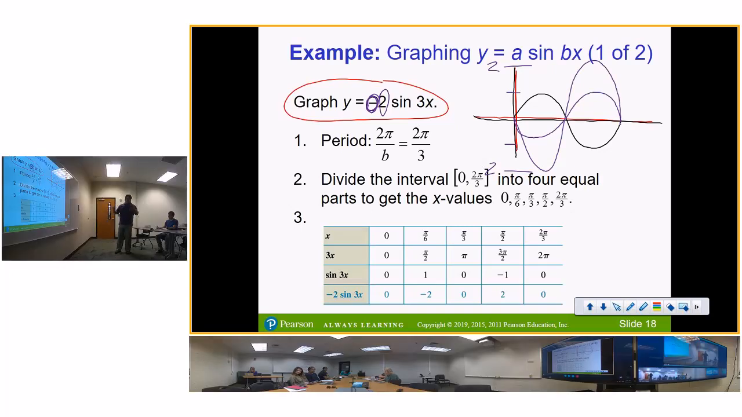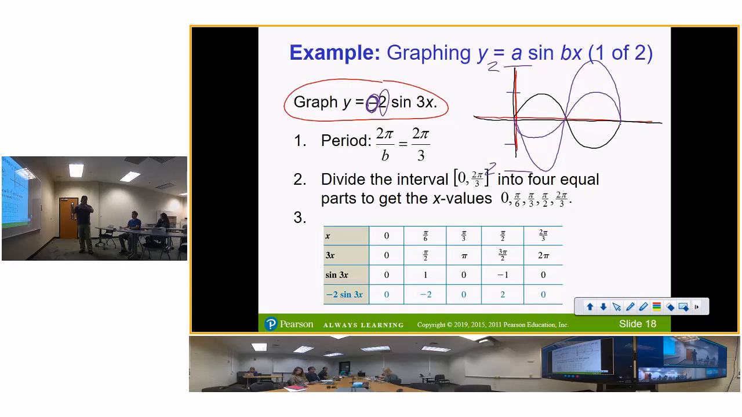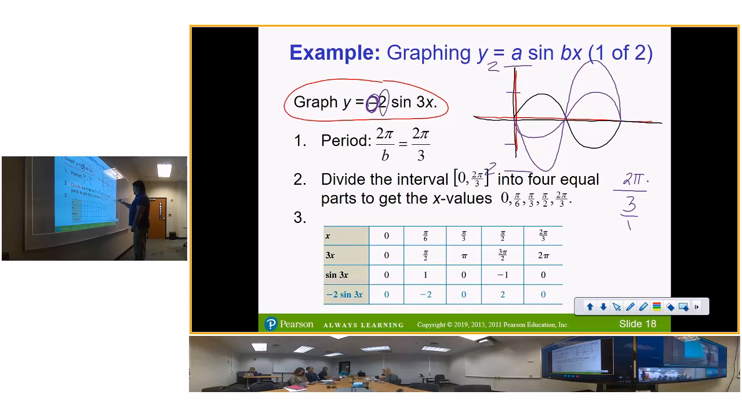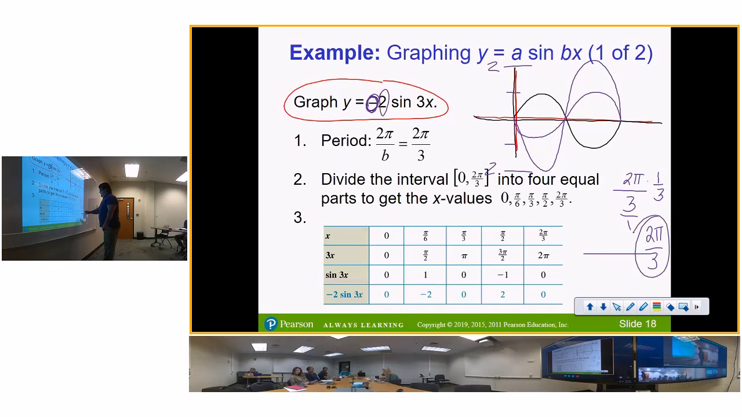Y'all see where I'm going with this? You should be able to see this from what we've done with the parabolas and all that. And now the 3, of course, that's going to change. 2 pi divided by 3, right? Multiplied by 1 over 3 is 2 pi over what? And that's your period. That's the kind of stuff I want you to be able to tell me. We haven't got to phase shift yet. That's probably going to be the next couple of slides. Phase shift.